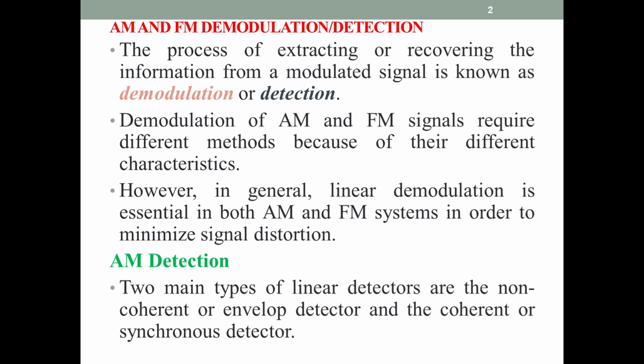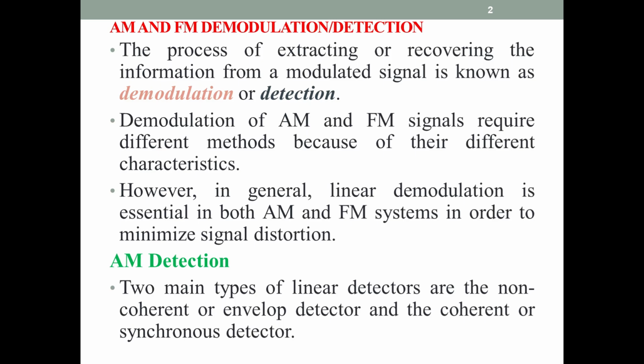The process of extracting or recovering the information from a modulated signal is known as demodulation or detection. Demodulation of AM and FM signals require different methods because of their different characteristics. However, in general, linear demodulation is essential in both AM and FM systems in order to minimize signal distortion. Let's start with AM detection.